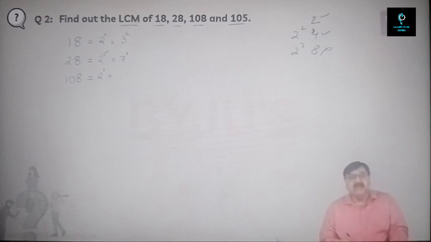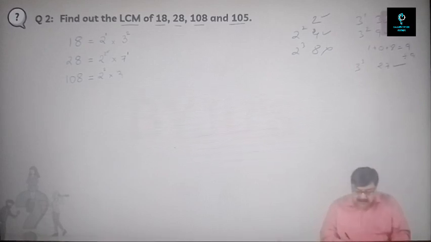Now is 108 divisible by 3? Yes. Is it divisible by the next power of 3? Yes. 108, 1 plus 0 plus 8 works out to be 9. So it is divisible by 9. Is it divisible by the next power of 3? That is 27. Yes, 27 into 4. Is it divisible by 3 power 4? That is 81. No. 108 is not divisible by 81. So the highest power of 3 that we can get here is 3.